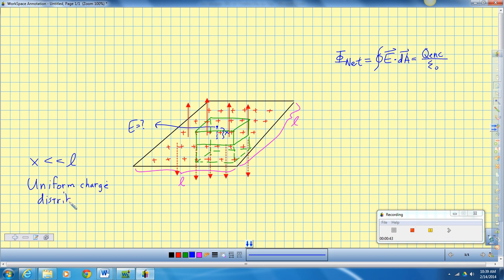And we're going to use this later in the year when we start talking about the idea of a capacitor, which is an electric device we put in a circuit.